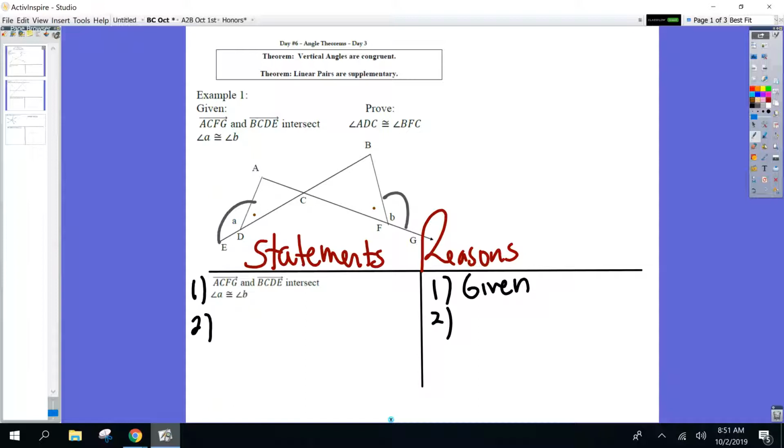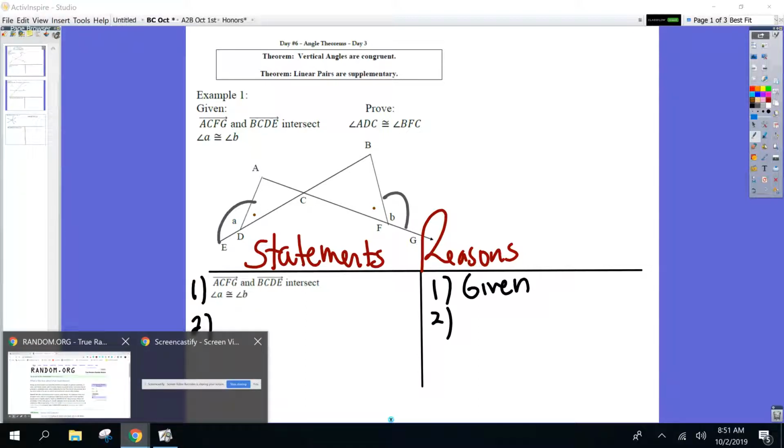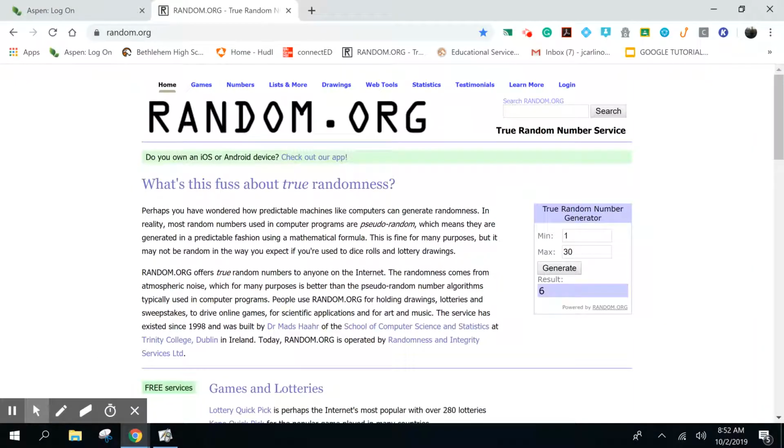Over here now, what do I know about lowercase b and angle BFC? What are my prove angles? What do I know about these two angles? They are also supplementary, everyone.